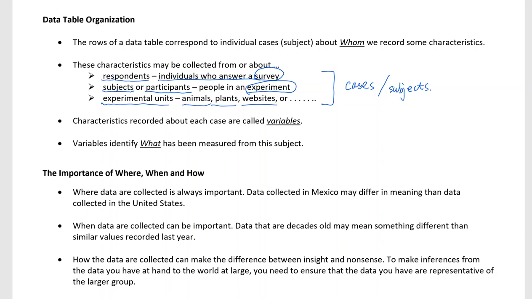All right, okay. So for this part, I just want you to know that if I didn't use subjects or cases, and instead I use respondents, then you will know this data is about a survey. If I call them experimental units, then you know it is not about people. This is maybe about animals, plants, websites, or any other things.